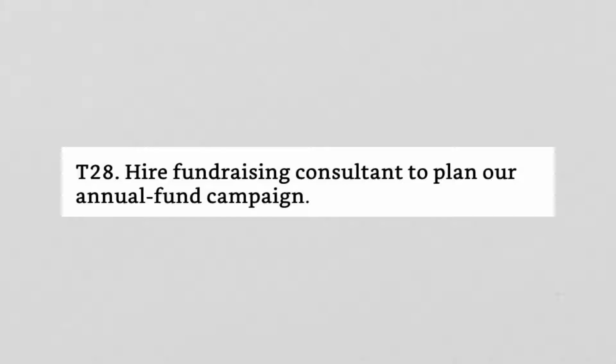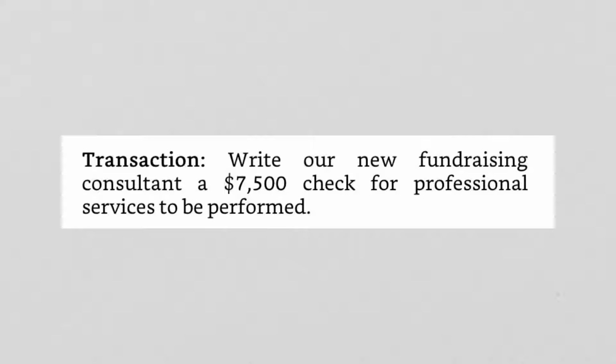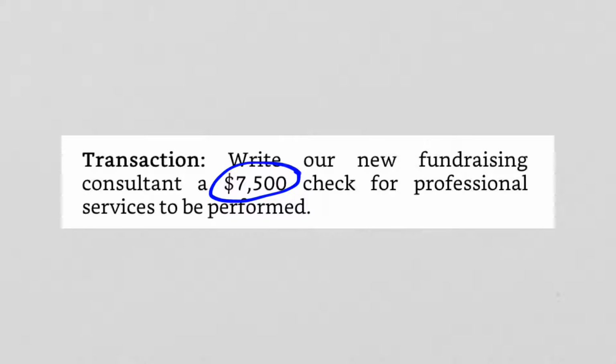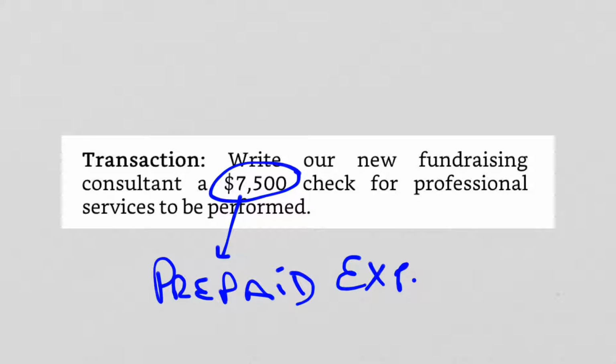That's a good idea. Hire a fundraiser to plan our annual fund campaign. Good idea. Write him a check or her a check for $7,500. And this is, again, the type of thing we had before in an earlier video, where this is a down payment, a retainer. He hasn't started any work yet. And then what's going to happen? So first we write the check to get them started. So this will be prepayment, prepaid expenses, because they want half up front. That's the deal. Why do they want that?